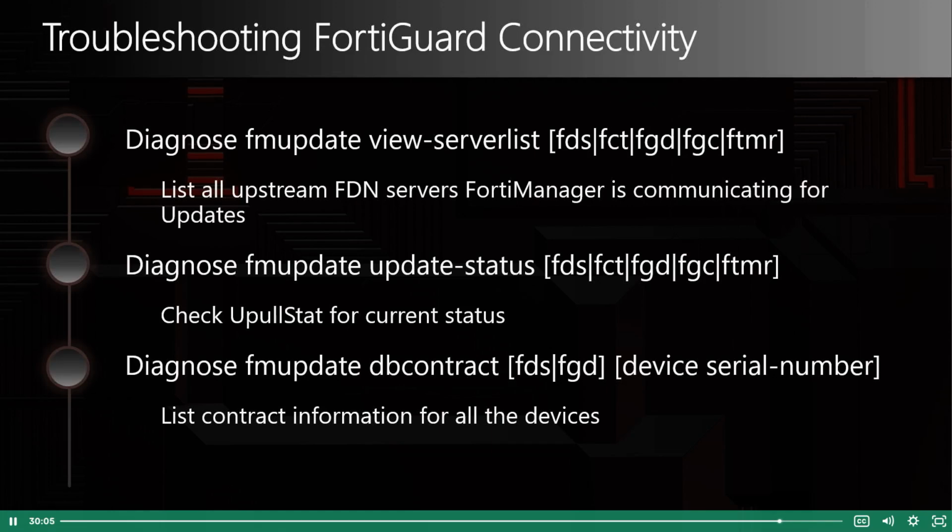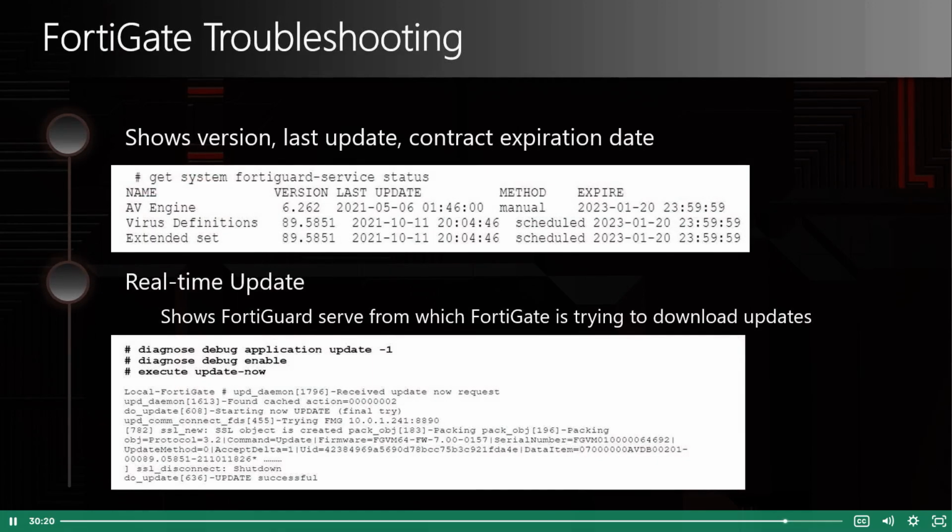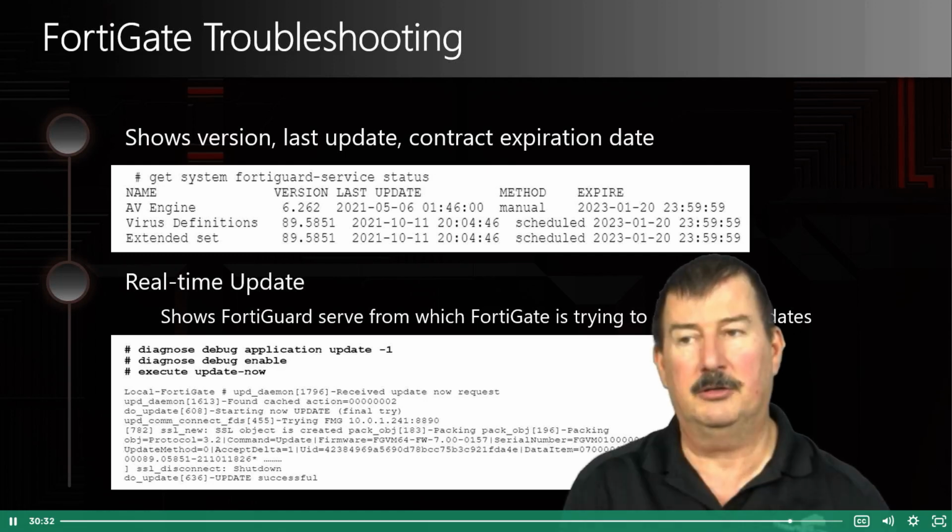You will list contract information for all your devices. So when you look at your contract information, you're going to go by device serial number so that you can get your contract information and license. So, troubleshooting: show version. It'll show you your last update. And remember, we're doing our FortiGate service status here, not our FortiOS, when we do our show version.